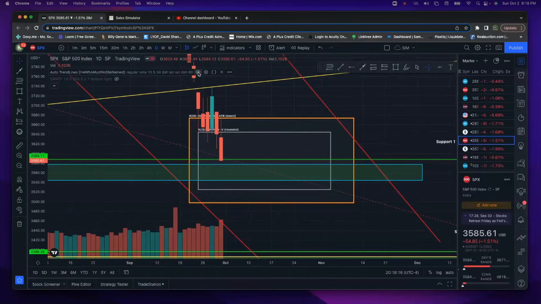Let me go ahead and see if I see any zones in here. Any supply or demand zone that needs to be.